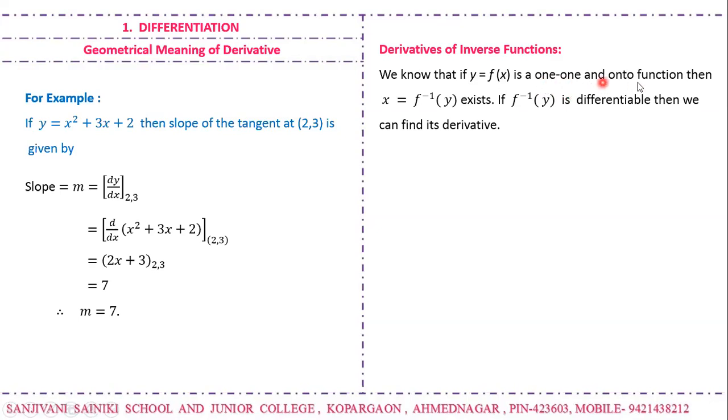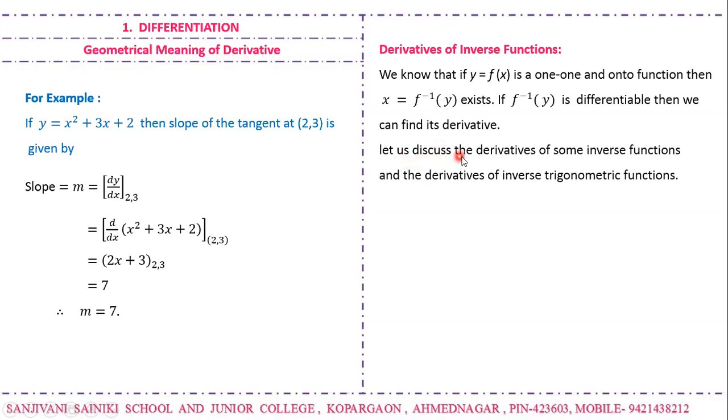If the function is one-one and onto, then and only then can we define its inverse function. If y is equal to f of x, then x is equal to f inverse of y. If this f inverse of y is differentiable, then we can find its derivative. So let us discuss the derivatives of some inverse functions and the derivatives of the inverse trigonometric functions.